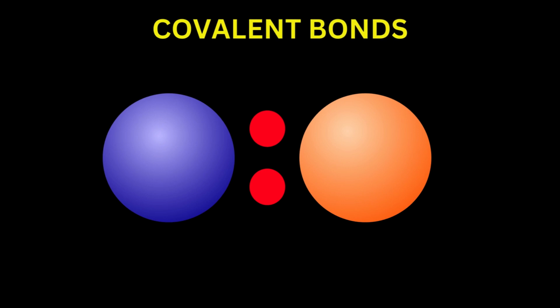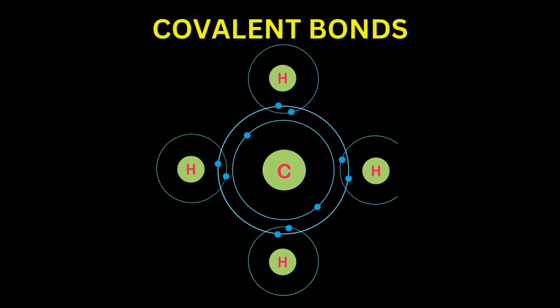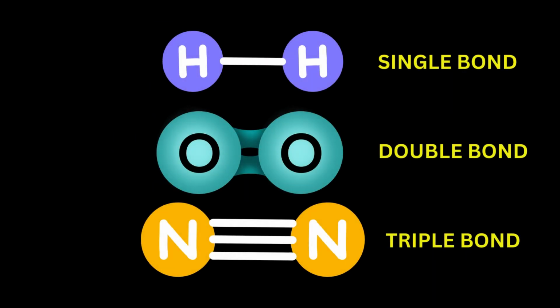Covalent bonds. Formed when atoms share electrons to achieve a stable electron configuration. Common in molecules where atoms are held together by shared electron pairs. Can be single, double, or triple bonds, depending on the number of shared electron pairs.